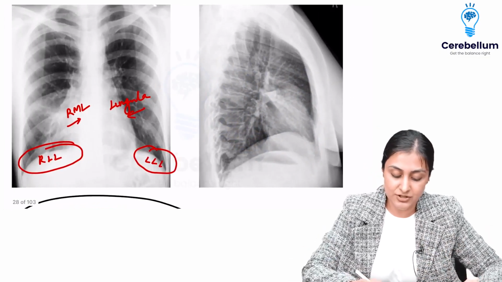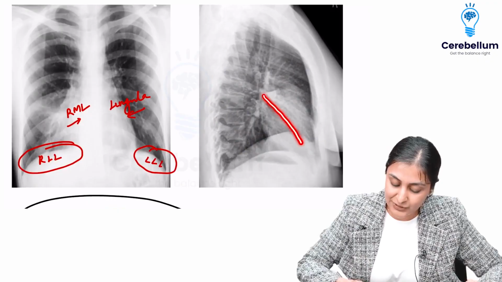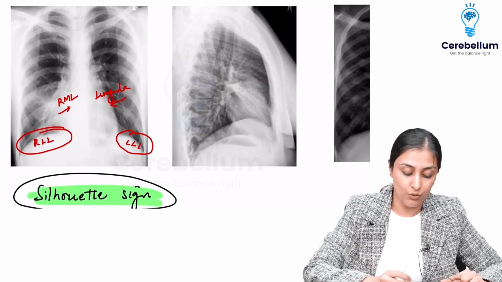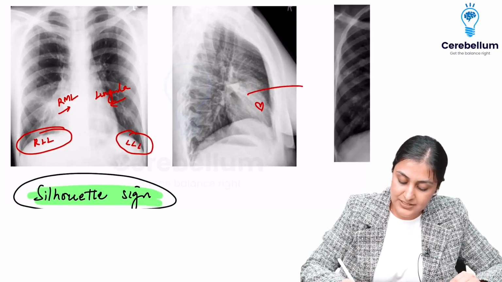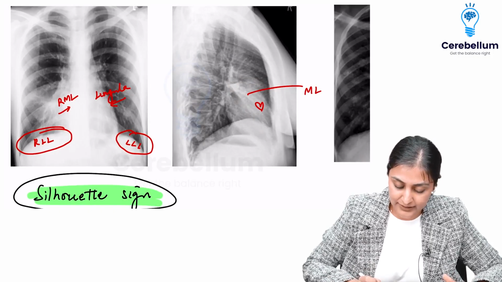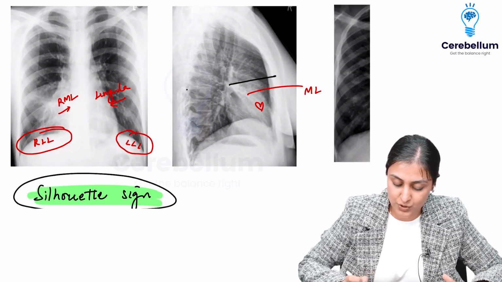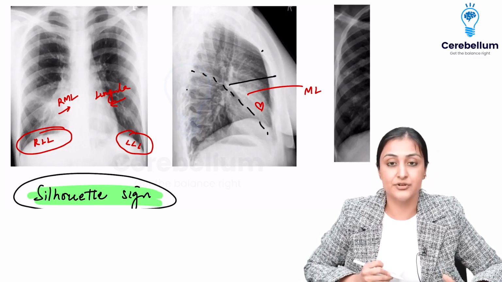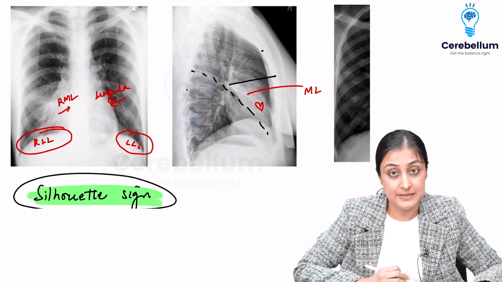If they give you lateral radiograph, look here. If an opacity, can you see this is the opacity here? If an opacity overlies the heart, this is the middle lobe. This is how the fissures are oriented, right? So this is usually the horizontal fissure, and this is how you're gonna have the oblique fissure. So this is the middle lobe.